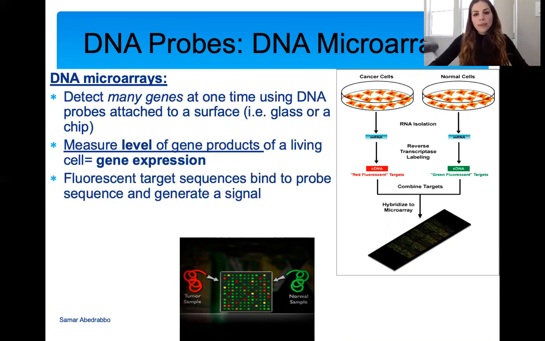So the fluorescent target sequences bind to the DNA probe and generate a signal, which is usually fluorescence. For example, if you look at this plate, you can have a microarray, a chip that has probes that target different genes, and then you can compare a tumor sample with a healthy normal sample and see what genes are on or off in the tumor sample versus a normal sample. And it's not just on or off, it's more on, more off. It's levels. Like maybe I see this gene on 10 times more versus 2 times more in one sample versus the next. And this is important for creating drugs and a lot of other things. So that's DNA microarrays.